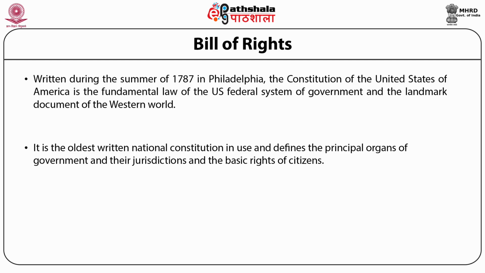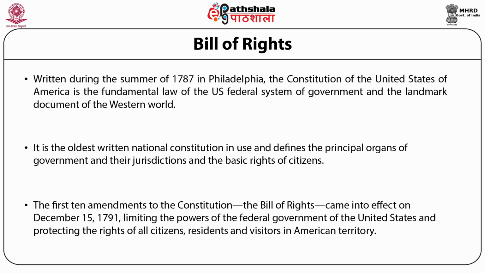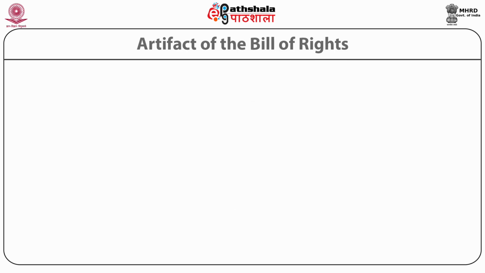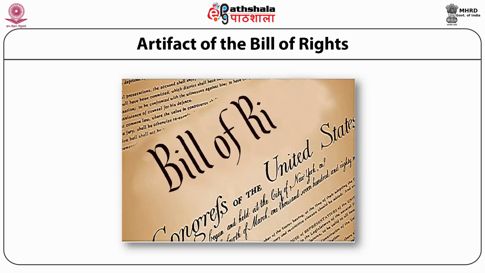The first 10 amendments to the Constitution. An amendment to the Constitution essentially means a change to the Constitution. The first 10 changes, the first 10 amendments are collectively known as the Bill of Rights, and they came into effect on December 15th, 1791, limiting the powers of the federal government of the United States and protecting the rights of all citizens, residents, and visitors on American territory. You are here looking at an artifact of the Bill of Rights.